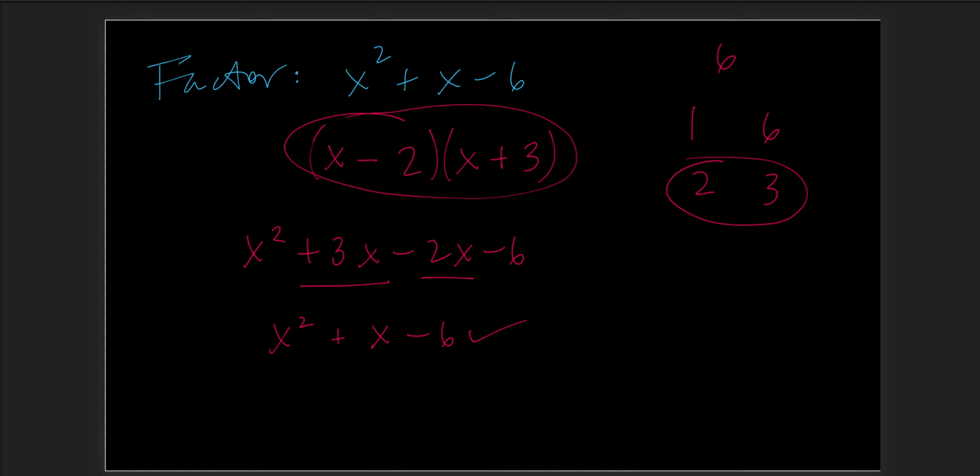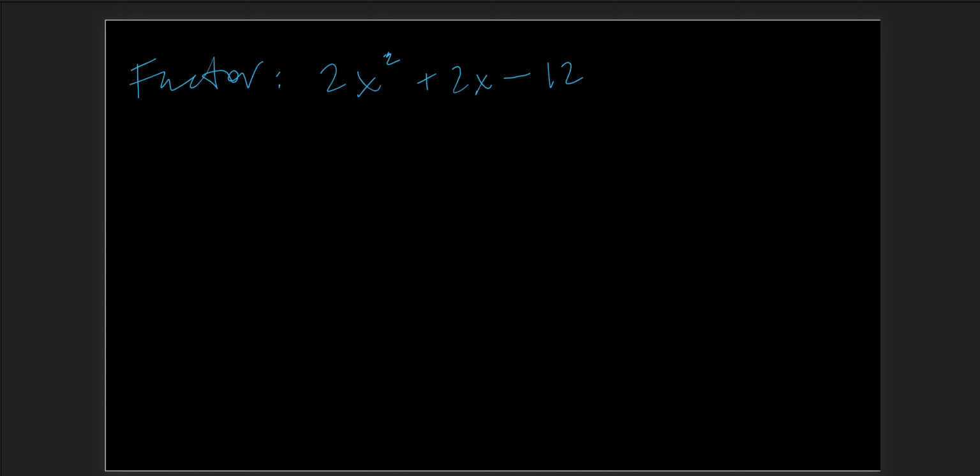I think I've just got a few more to do. So now we'll factor this one: 2x squared plus 2x minus 12. First I look to see if there's something I can factor out of all terms. They are all even numbers, so I can factor out a 2. What would be left is x squared plus x minus 6. If I multiplied the 2 back, I could check that I did that correctly.